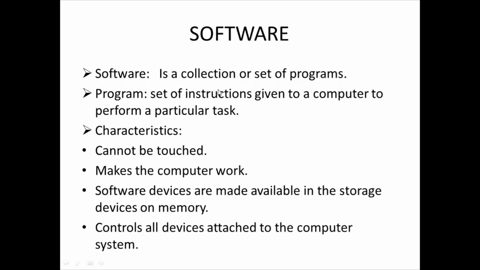All right. Then we have computer software. What is this software now? It is a collection or set of programs. And what is a program? A set of instructions given to a computer to perform a particular task. In order to finish a particular task, a computer is given instructions. So it has to follow those particular instructions so that the given task is completed. And also, what are the characteristics of software? It cannot be touched.